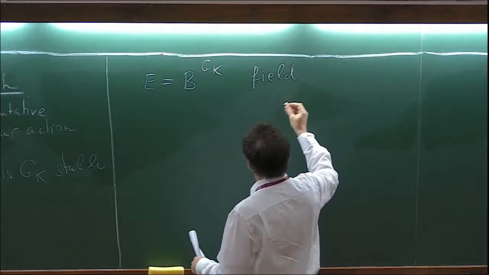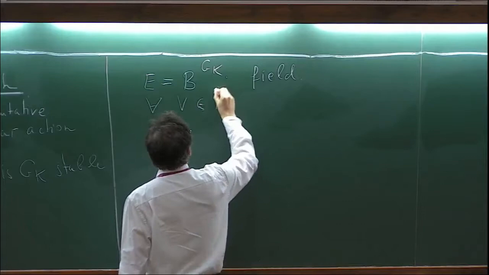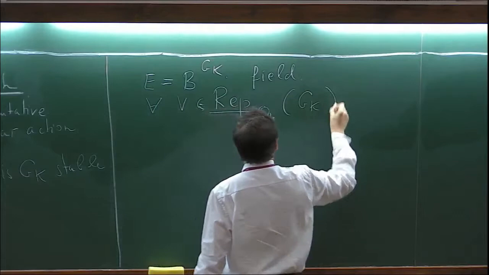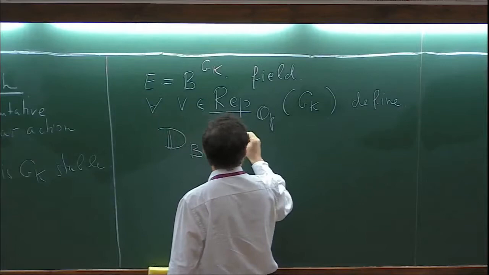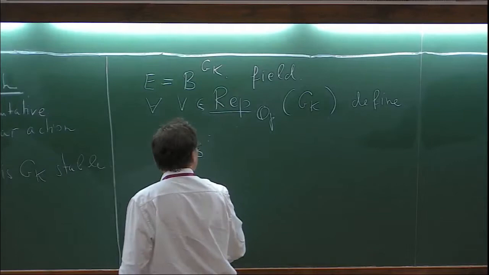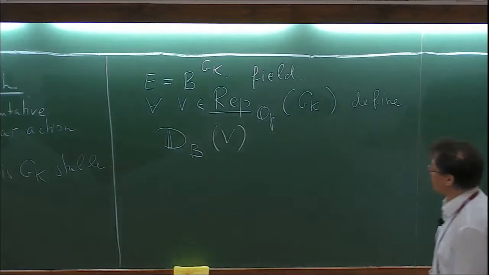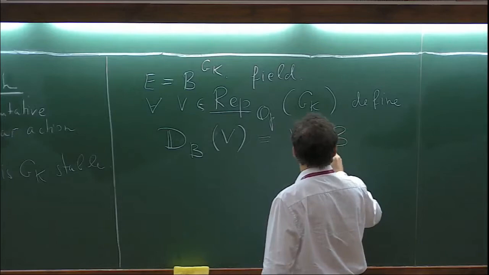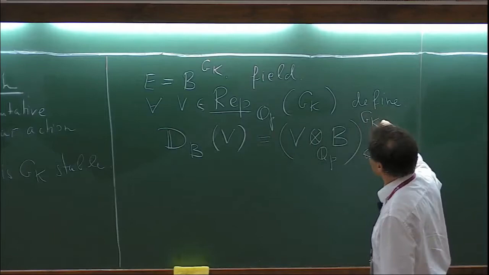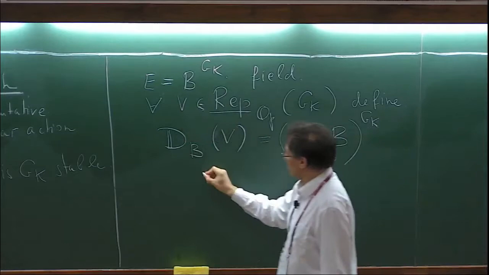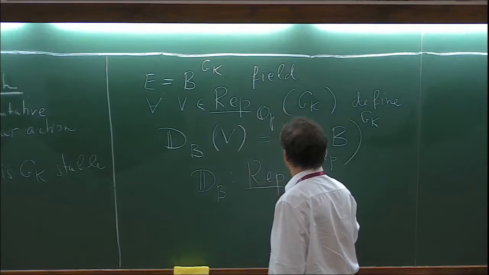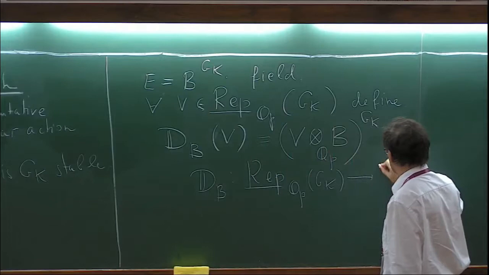For any p-adic representation V, we define the functor D_B. So we define the functor D_B by associating to any p-adic representation V the Galois invariants of its tensor product with B, and we immediately say that this is an E-vector space. So D_B is a functor from the category of p-adic representations to the category of vector spaces over E.